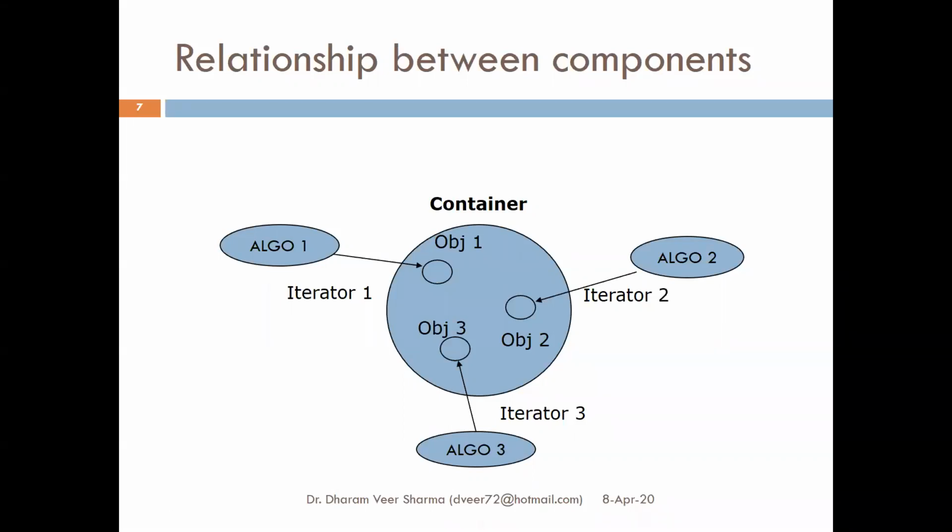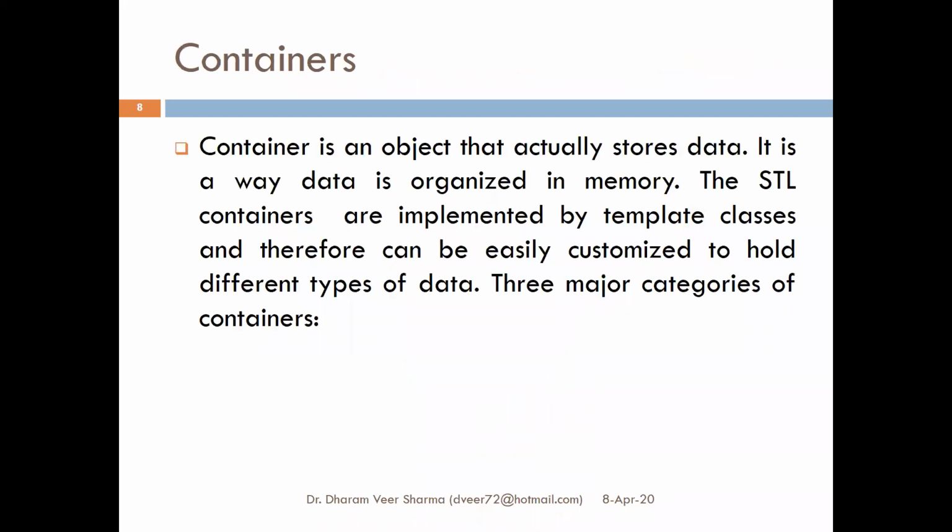If you want to traverse an array, an iterator is there. If you want to traverse through a string, an iterator is there for that also. So what is a container? Basically, it's an object that actually stores data. As I have told you, algorithms will work on data stored in containers, and those will work through iterators. So it is a way how the data is organized in the memory.